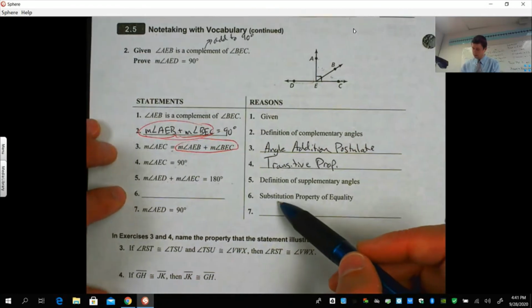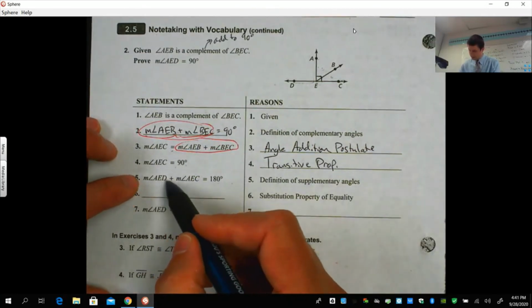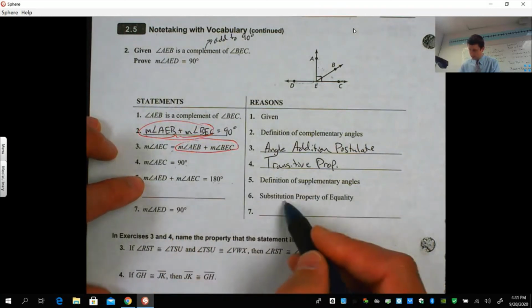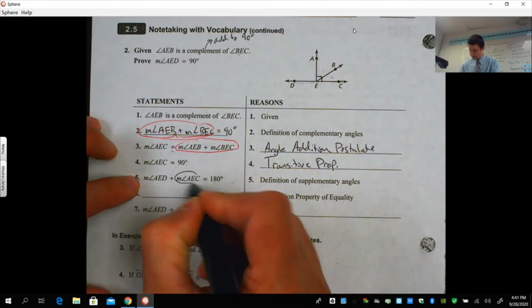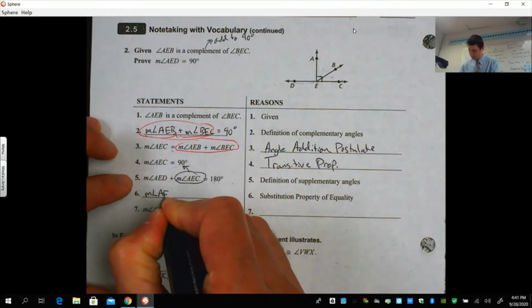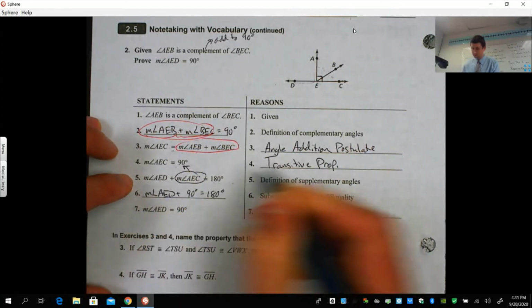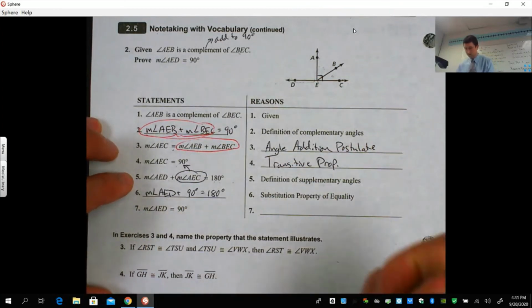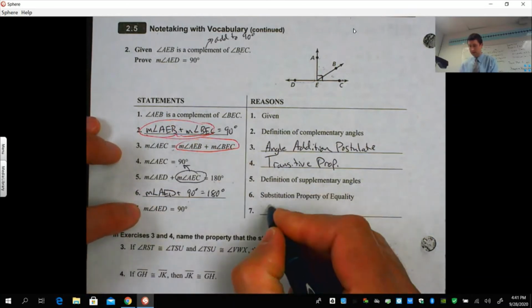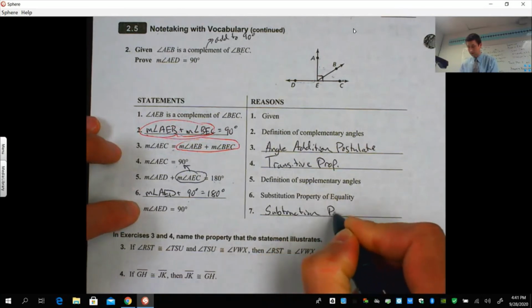Here we have the substitution property of equality. So we know AED plus AEC equals 180. Substitution property, AEC equals 90. We're just going to say the measure of angle AED plus 90 degrees equals 180 degrees. So the final thing that happened is they subtracted the 90 from both sides. So we're going to call this a subtraction property of equality.